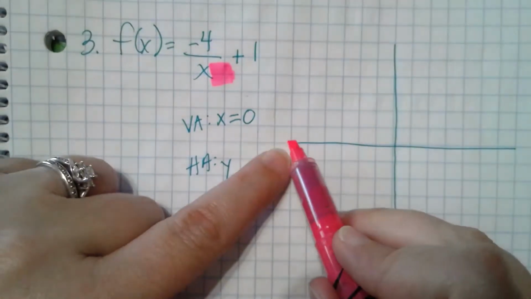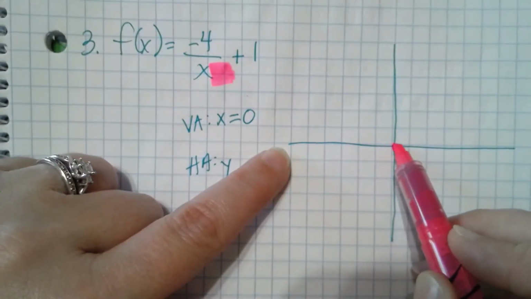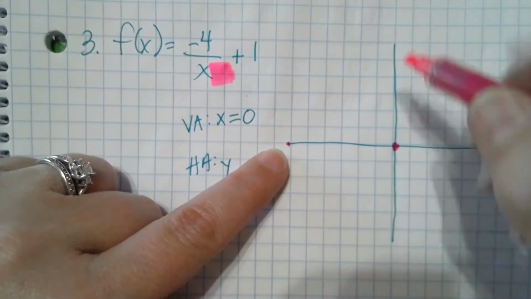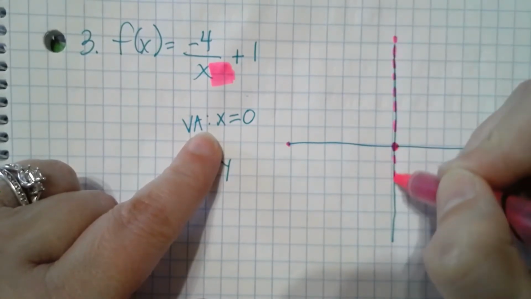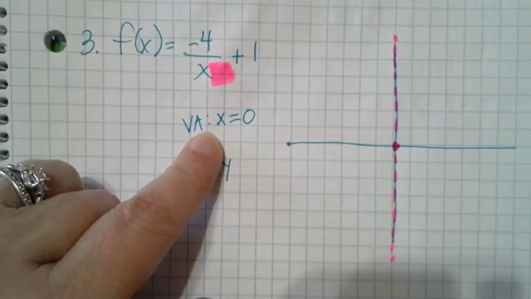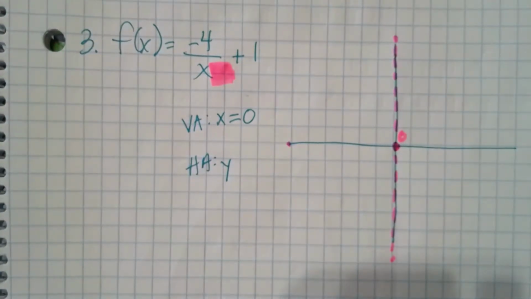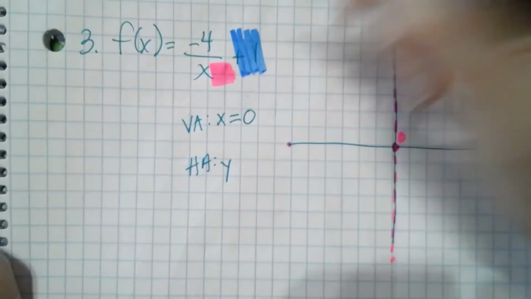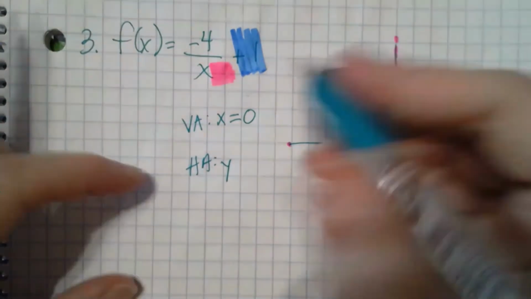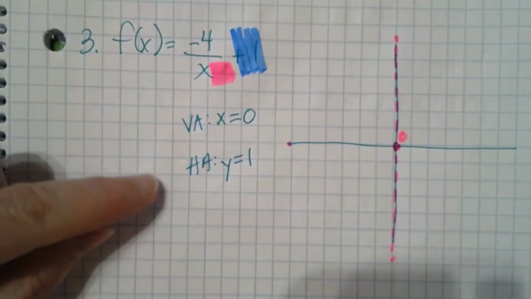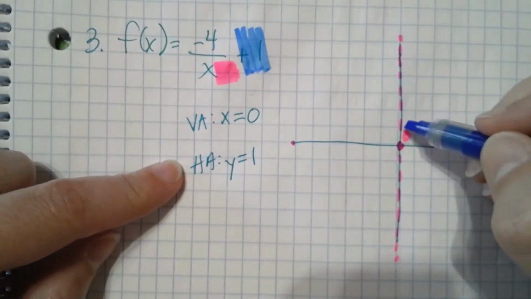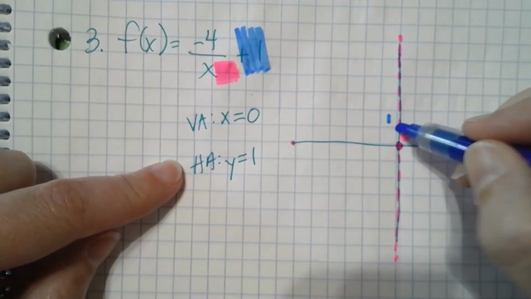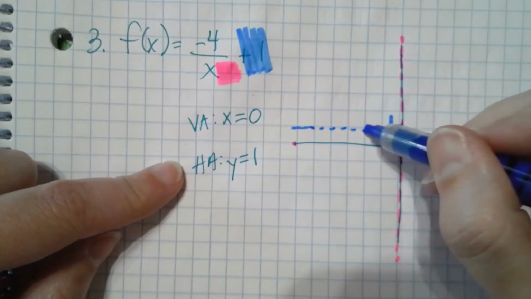So here's the x-axis. Find 0. This is x is 0. So vertically through that point. Vertical at 0. Horizontal is our y value. This number out here at the end is our y value. That says plus 1, so y is positive 1. We're going to have a horizontal asymptote there. So I'm going to find y is 1. This is my y-axis. I'm going to find positive 1. Here's 1. And I'm going to draw a horizontal line through that.